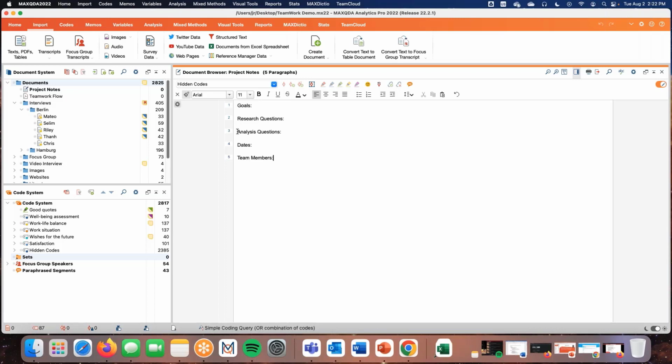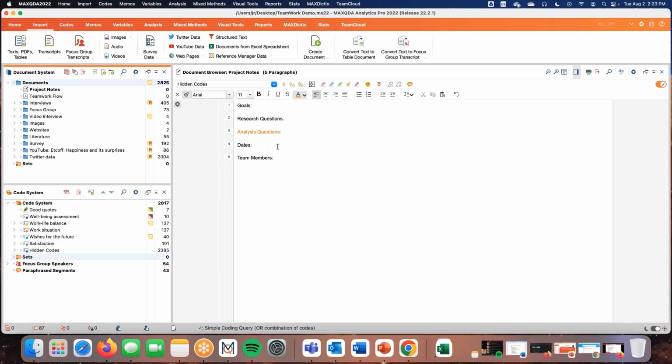Additionally, you can actually color code certain things. So the text editor has the opportunity to change colors. So if you wanted to have your analysis questions in a different color, that can be helpful as well. Color, I think, is sometimes maybe an underutilized aspect of organization in MAXQDA.